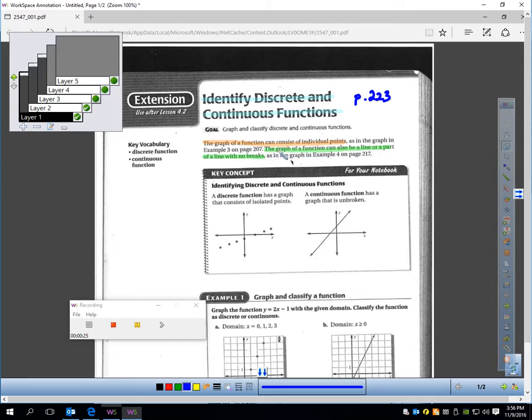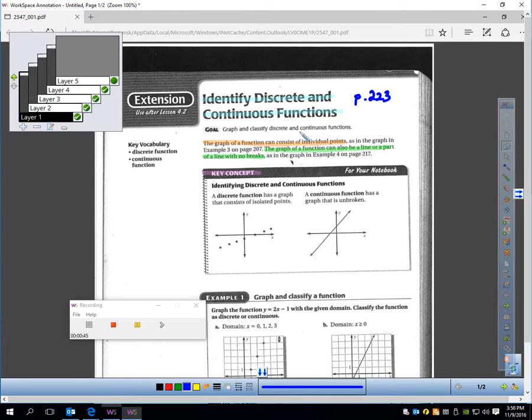However, the graph of a function can also be part of a line or a line that has no breaks, like the graph in example 4 on page 217. You might want to stop the video and take a peek at that. Which gets us to the following key concept.